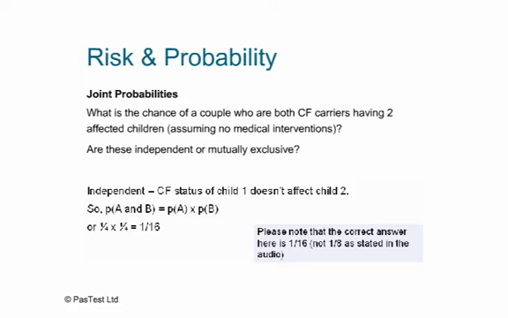What do you think? Well, these are independent risks. The CF status of the first child does not affect the CF status of the second child. These are two separate fertilisation events which don't affect each other. And so this independent pair of risks are multiplied together. Because we have two CF carriers, the probability of any one child being affected by CF is 1 in 4, and so the probability of them having two affected children is 1 in 4 multiplied by 1 in 4, 1 in 16.